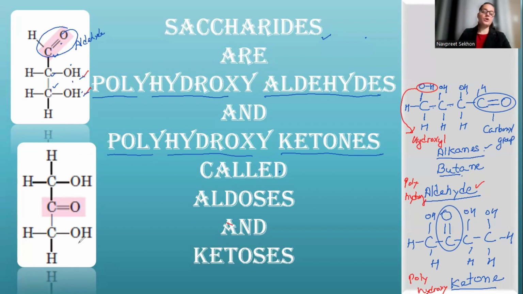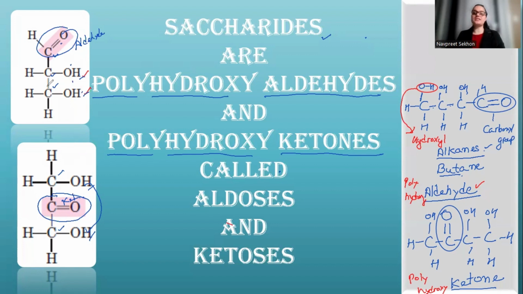Polyhydroxyaldehyde. Similarly, over here, this is again a three carbon compound, and the carbon with the carbonyl group is the middle one, while the rest of the carbons fulfill one of their valencies with hydroxyl groups. So there are two hydroxyl groups. Therefore, this is polyhydroxy ketone. So if we see any molecule satisfying these conditions, then certainly that one is a saccharide.